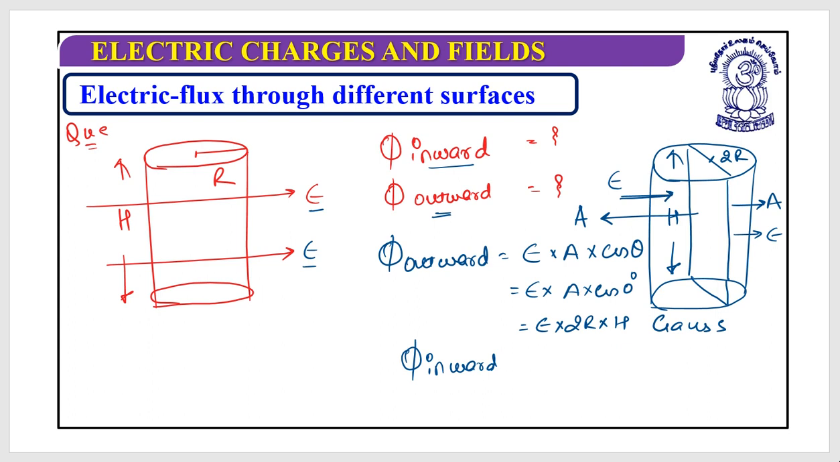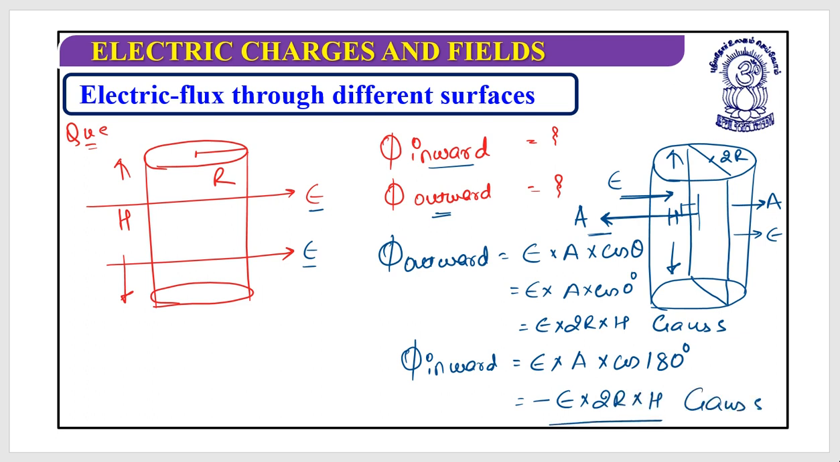Will you be able to solve this up till now? But the direction of area vector would be in this direction. Yes, it is perpendicular, look at this, and outward to the surface. So when I consider the inward one, I need to make an area vector at this position. So here it would be E into A multiplied by cos of 180 degree, and cos 180 is -1, so this equals minus of E into A, which is 2r into h Gauss. So this inward flux is equal to minus of E into 2r into h Gauss.